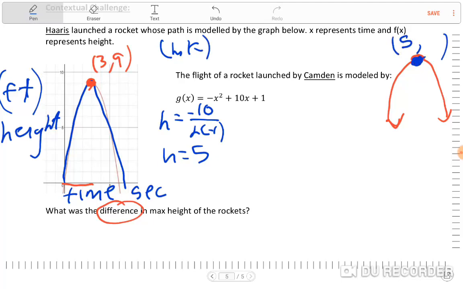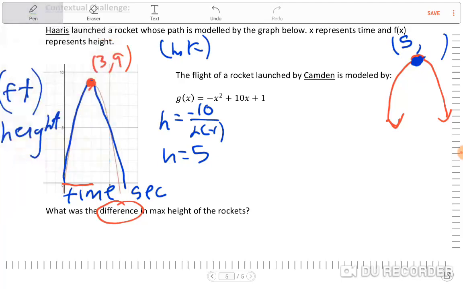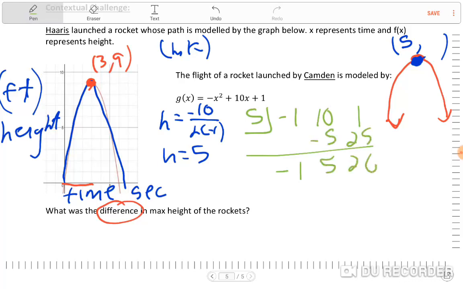We have to plug in that 5. You can go straight into a calculator if you'd like. Since I'm cooler than most of you, I use synthetic substitution. Everybody's doing it nowadays. And that goes as high as, it looks like, 26.